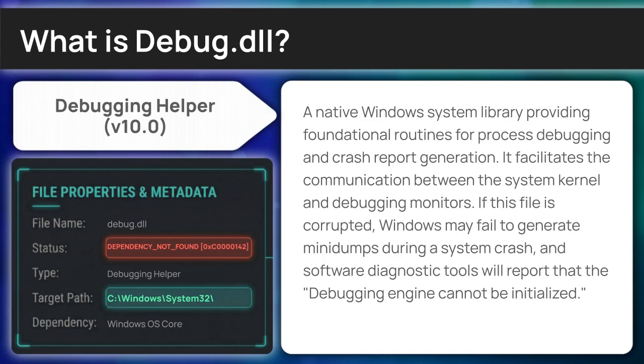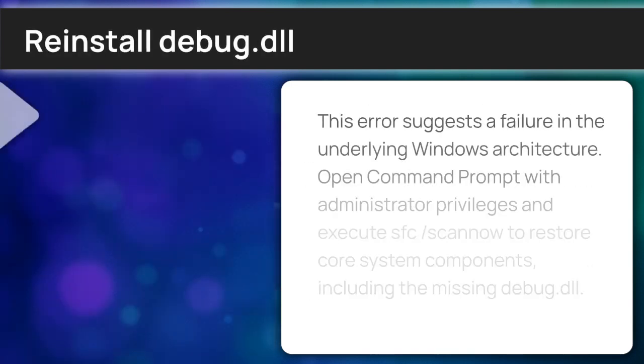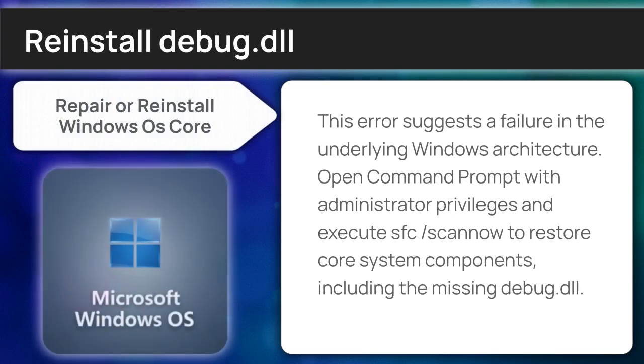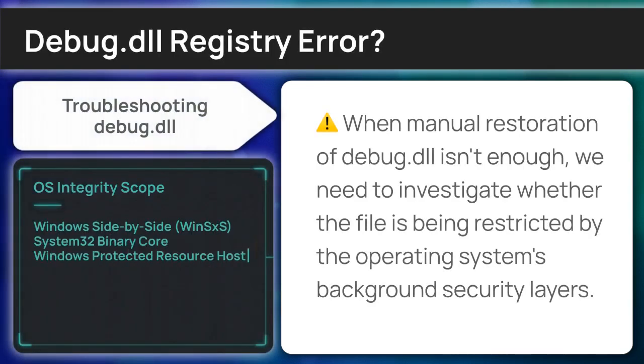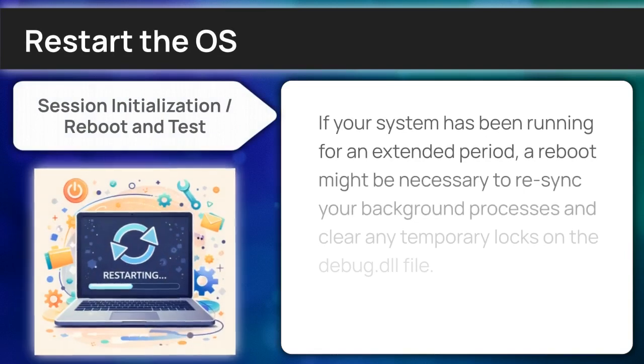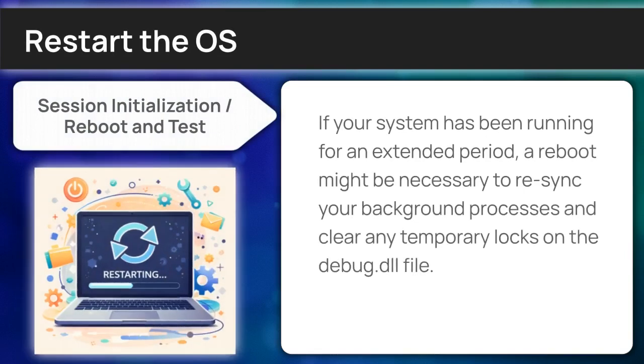Now that the background is clear, let's walk through the actual installation steps. This error suggests a failure in the underlying Windows architecture. Open Command Prompt with administrator privileges and execute sfc /scannow to restore core system components, including the missing Debug Library DLL. If no luck was had with the redistributable package, we will escalate the fix by performing a targeted reset of the system state. A standard reboot clears out temporary memory conflicts and gives the Windows loader another chance to properly register the debug library component during startup.